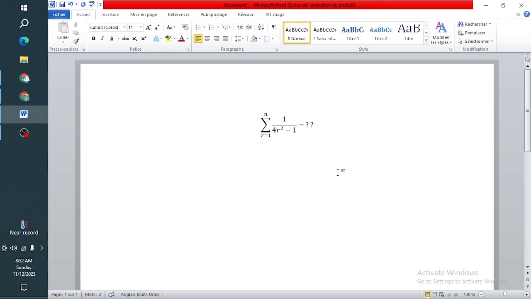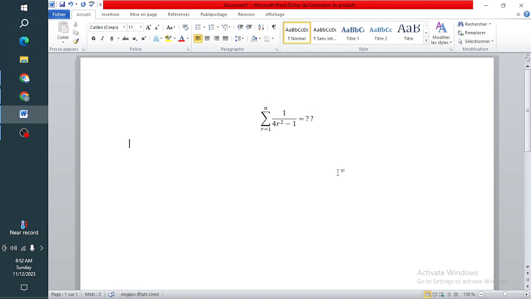So in this video we are going to be applying the knowledge of partial fractions in finding the sum of a certain sequence. The question is asking us to find the sum from r equals 1 to n of 1 divided by 4r squared minus 1. The first step we have to do is to resolve this fraction into its partial fractions.